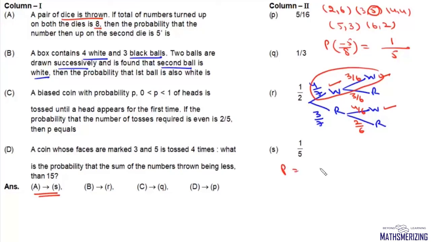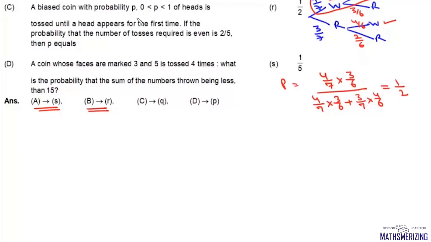So this required probability will be (4/7 into 3/6) upon (4/7 into 3/6 plus 3/7 into 4/6). And this is 1/2. So this B matches with R.